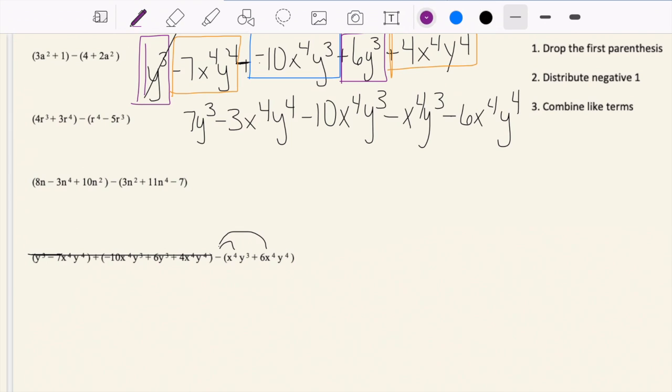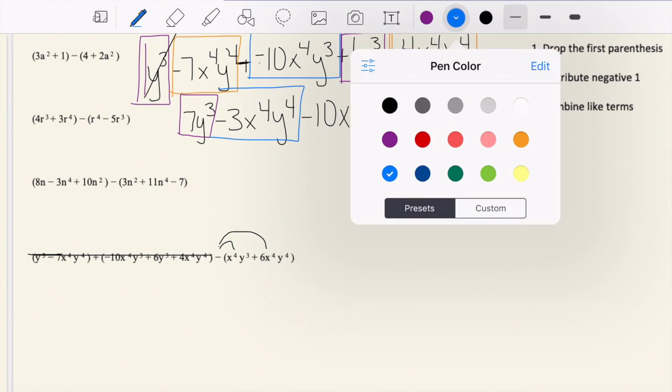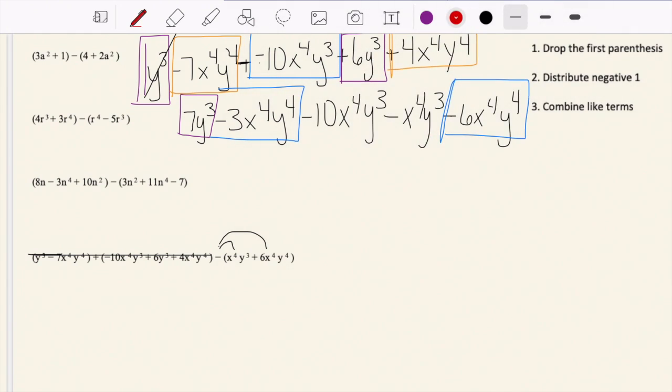And we're going to do the same exact thing. So we have y cubed. We have x to the 4th, y to the 4th, and we have another x to the 4th, y to the 4th. And then we have negative 10 x to the 4th, y to the 3rd, and negative 1 x to the 4th, y to the 3rd. So we have this 7 y to the 3rd, nothing else goes with it.